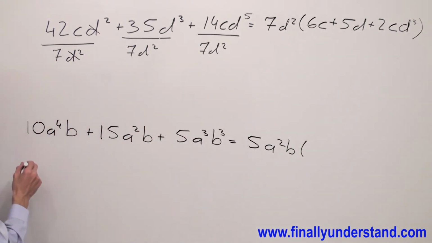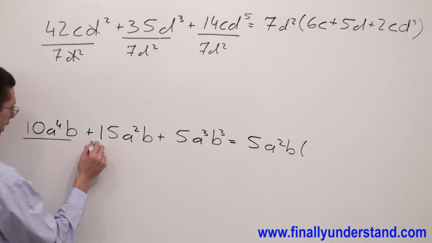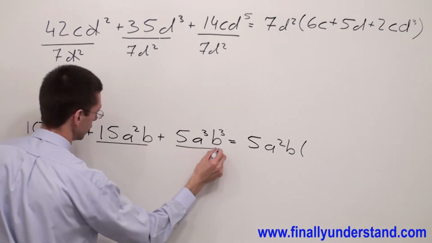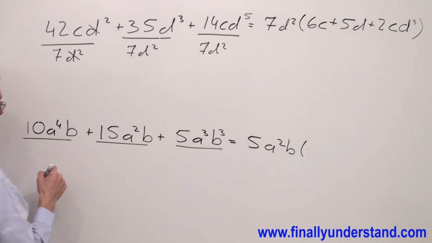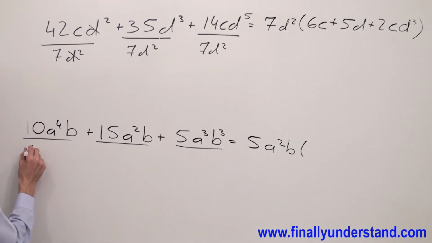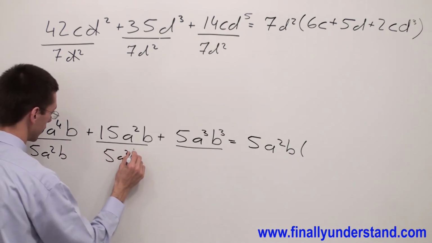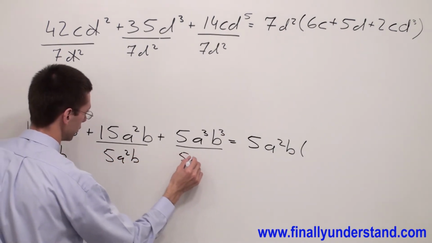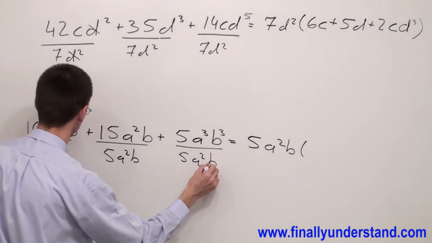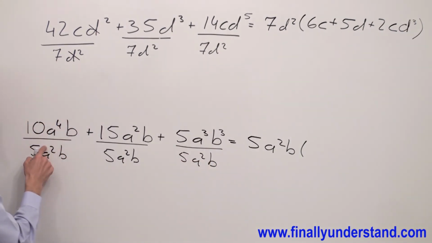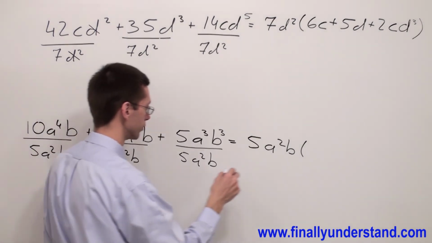What am I supposed to write inside of the parentheses? Divide every single term of your original polynomial by the common factor. 5a squared b. 10 divided by 5 is 2.